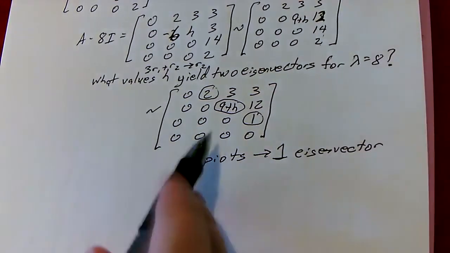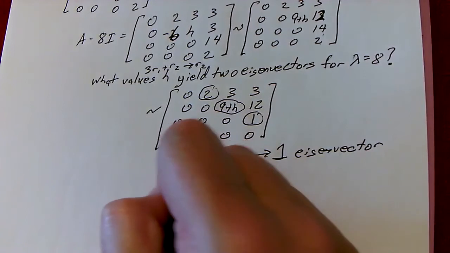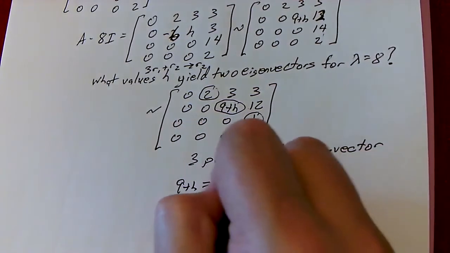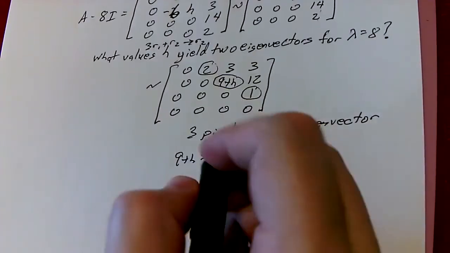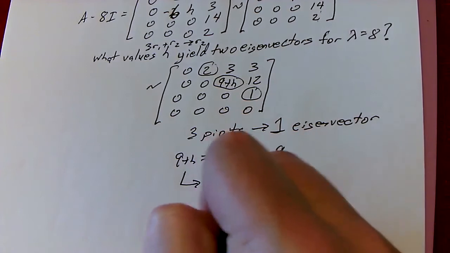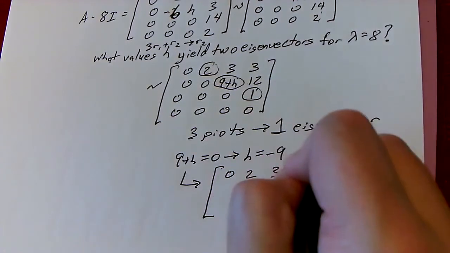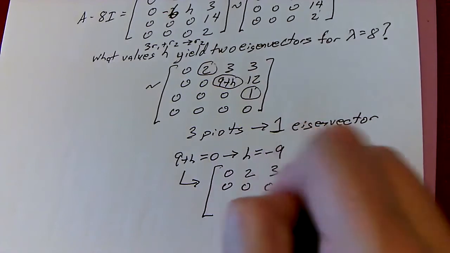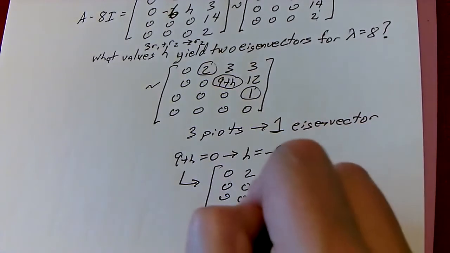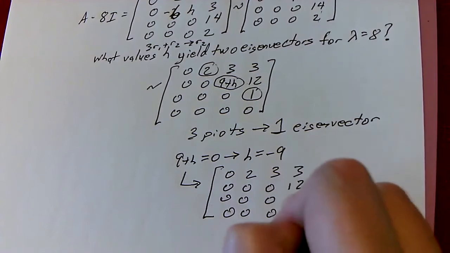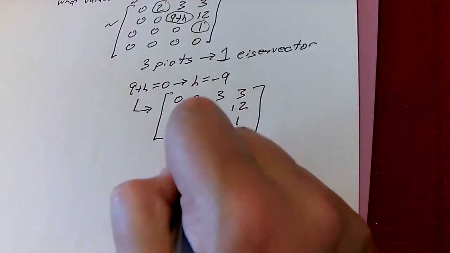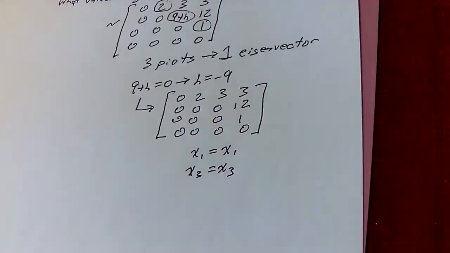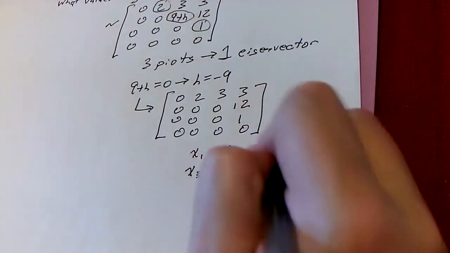So the only way to get rid of this pivot is for 9 plus h to equal 0. Well, that happens when h is negative 9. So if h is negative 9, then my matrix here would look like 0, 2, 3, 3, 0, 0, 0, and 12, 0, 0, 0, and 1. To which I can see now I have x1 as a free variable, and I have x3 as a free variable. So there would be 2 eigenvectors.